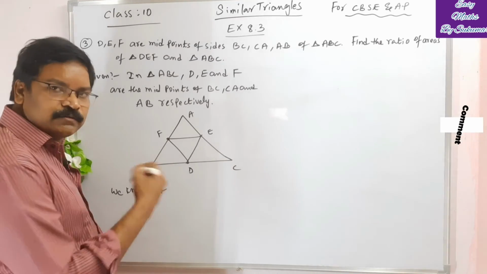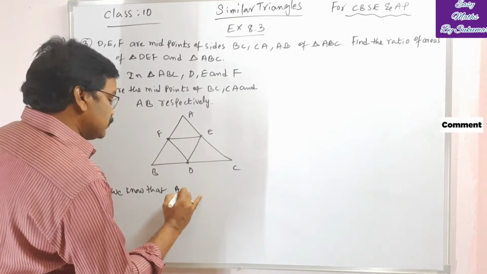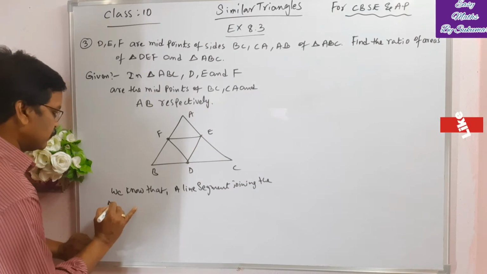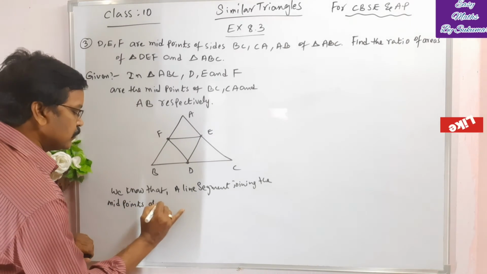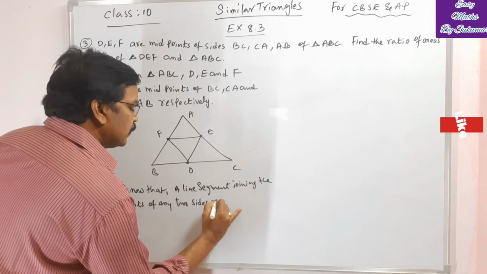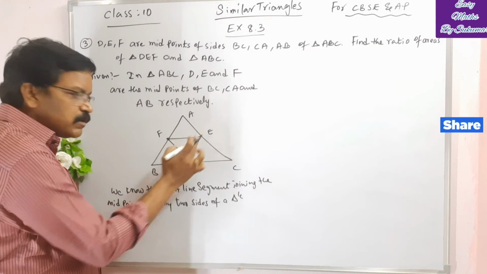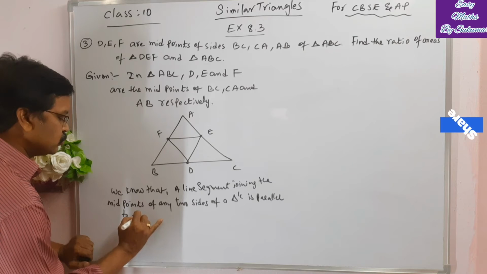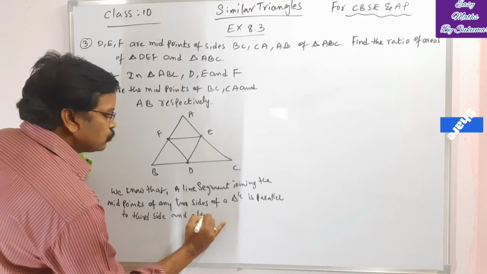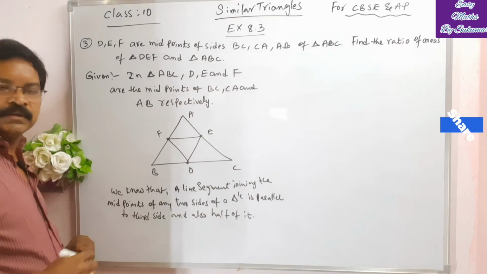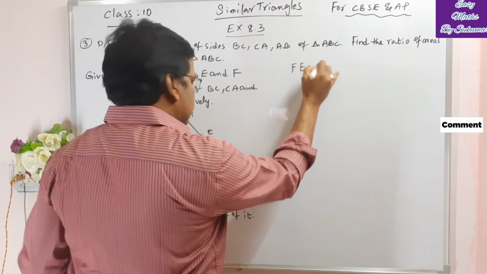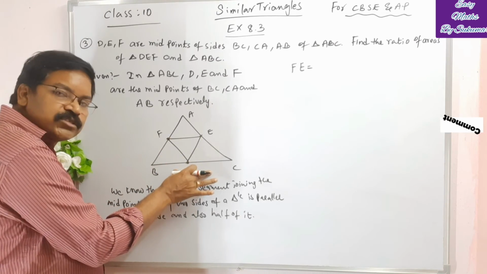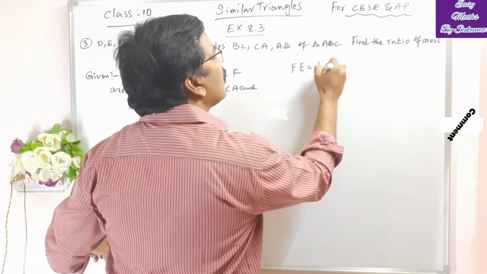We know from class 9 that a line segment joining the midpoints of any two sides of a triangle is parallel to the third side and also half of it. Did you understand this theorem concept? That means this FE is equal to half of BC.